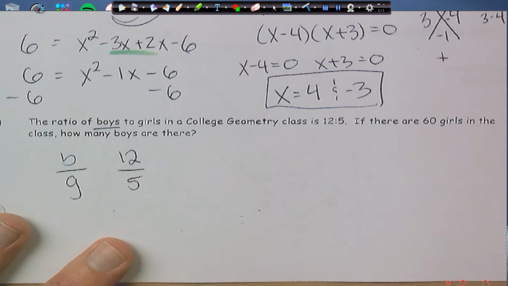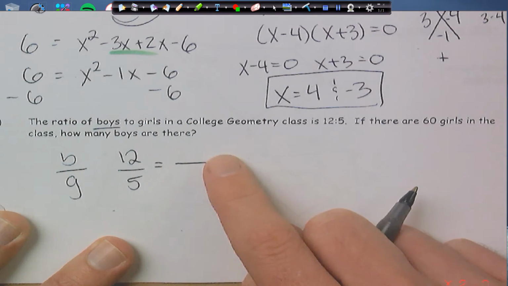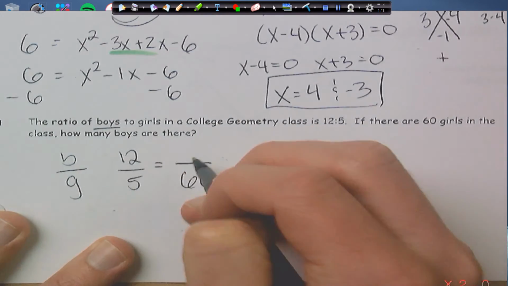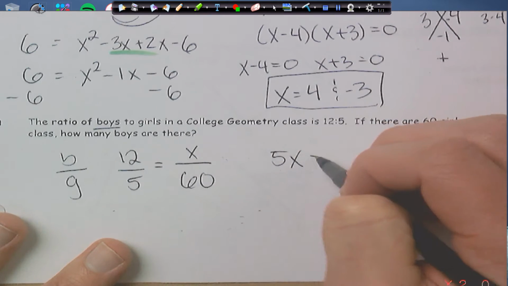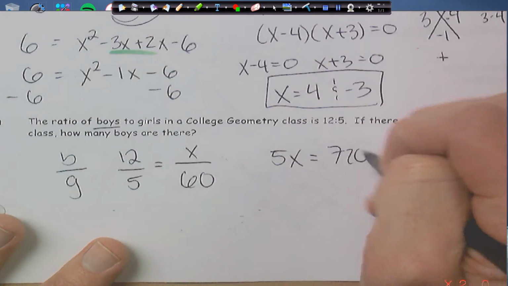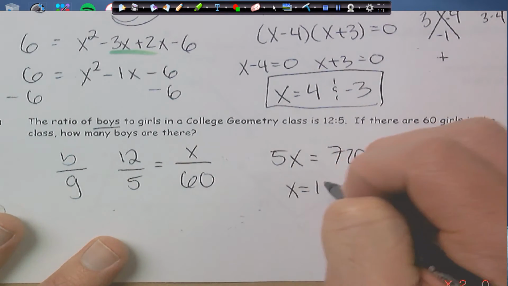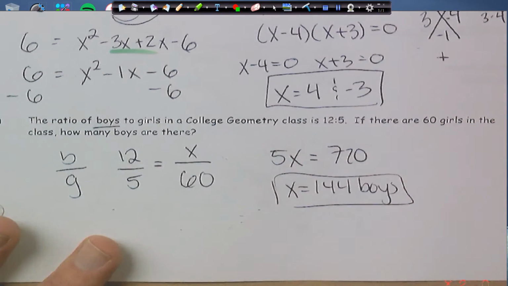It says that there's 60 girls, so I'm going to set up a proportion. The 60 is going to go on the bottom because G is on the bottom. And boys, I don't know. Cross multiply, we get 5x equals 12 times 60, which is 720. And divide by 5. And x equals 144 boys. And yes, there are more boys than girls.